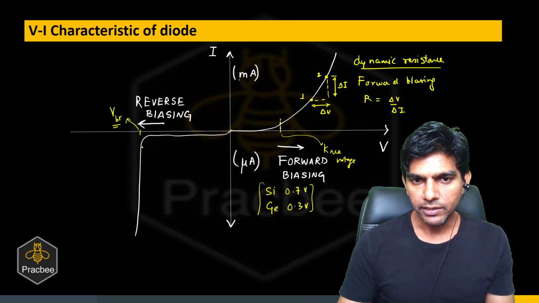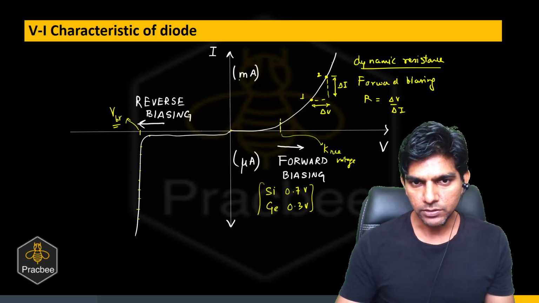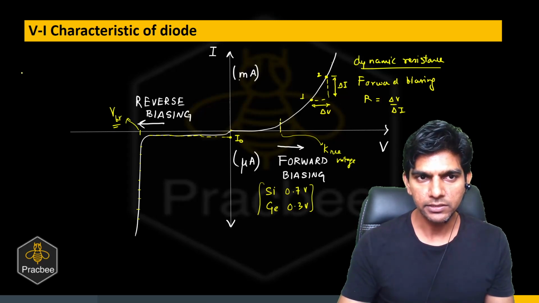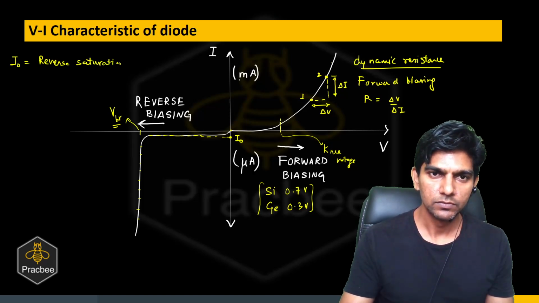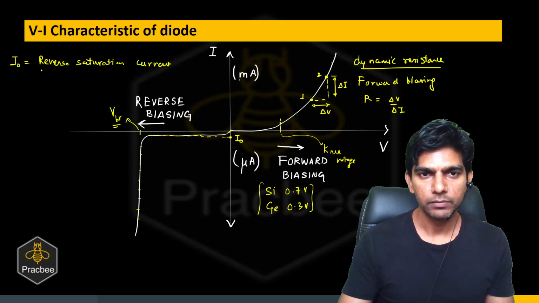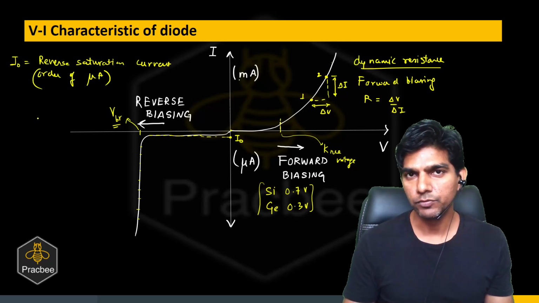So we can clearly see that at the breakdown region, we have different values of the current for nearly the same voltage. And this constant current in the reverse biased mode, let us say this current is I naught. This I naught is known as the reverse saturation current, and it is of the order of microampere that we have to remember.